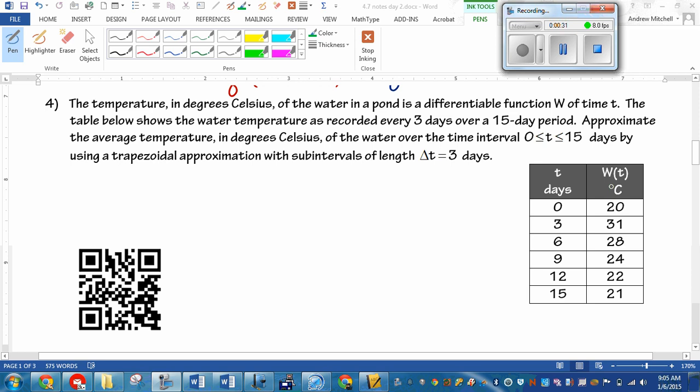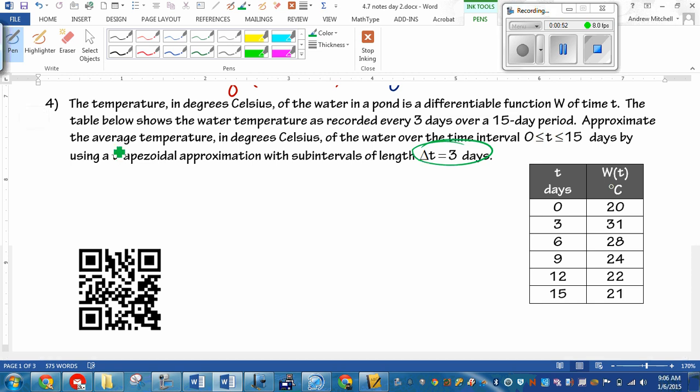The temperature in degrees Celsius of the water in a pond is a differentiable function W of time t. The table below shows the water temperatures as recorded every 3 days over a 15-day period. A nice thing is it's going up by 3 every time. It even says right here delta t is 3, so we'll be able to use our formula.